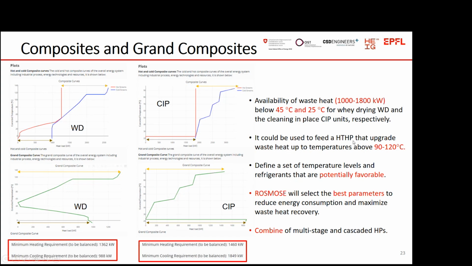This waste heat could be used to feed the heat pump, to pump heat to higher levels, in this case between 90 and 120 degrees. As you can see, heat pumps are potentially favorable because at some point you will be able to reduce the cooling and also the natural gas or biomass consumption for heating. But in some cases you need to combine multi-stage and cascade heat pumps because of the large temperature lift.